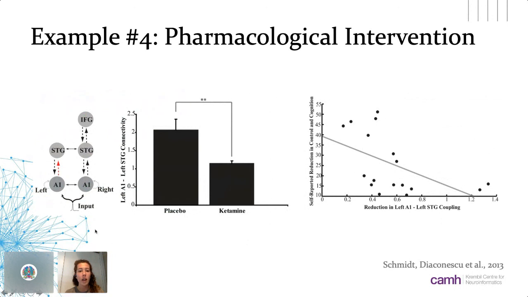And it was found that plasticity in this forward connection, from the left A1 to left STG, showed a significant change under ketamine. A similar trend was observed in the homologous right connection, but it didn't quite reach significance. And there was also a significant correlation found between ketamine's reduction in this coupling and self-reported reductions in control and cognition ratings. So this is under the influence of ketamine, and these ratings are reminiscent of schizophrenia symptoms. So a greater reduction in control and cognition was associated with decreased coupling in the left A1 and left STG.